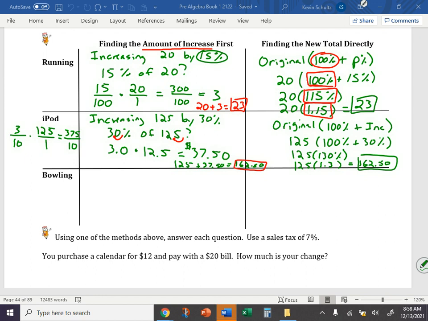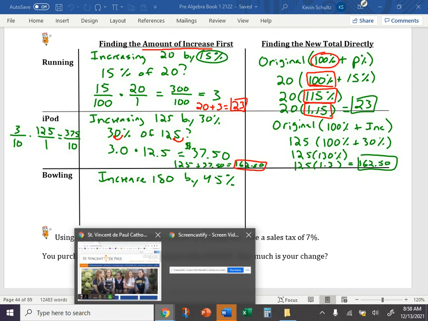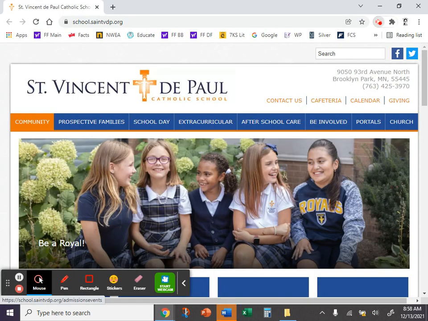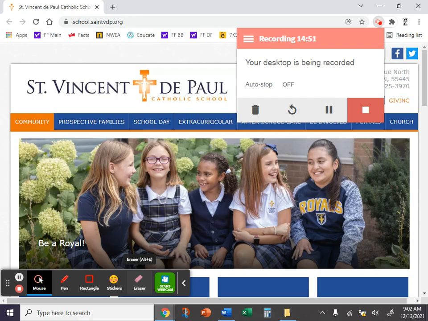Try the next one on your own. It's a bowling score, an original amount of 180, and we want to increase it by 45%. We're going to increase 180 by 45%. I'll give you a couple minutes to do it two ways. The first way, any of your choice from CO24, and then the second way, use that formula. It's pretty nifty.